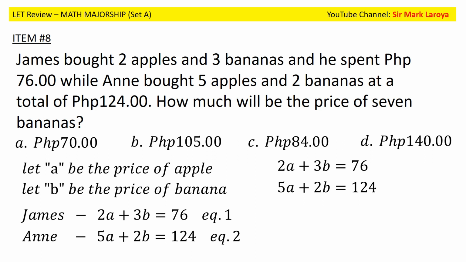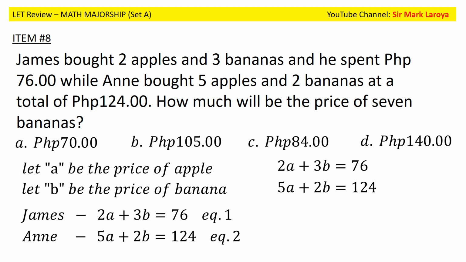So, ang gagawin natin dito, dahil hinahanap natin dito ay yung price ng 7 bananas, in short, kailangan malaman muna natin how much is a banana. So, yung variable b ang kailangan na mahanap natin. So, we must do the elimination of one variable which is a. So, ang gagawin natin dito, yung sa first equation nating 2a at second equation 5a, kailangan ma-eliminate natin.